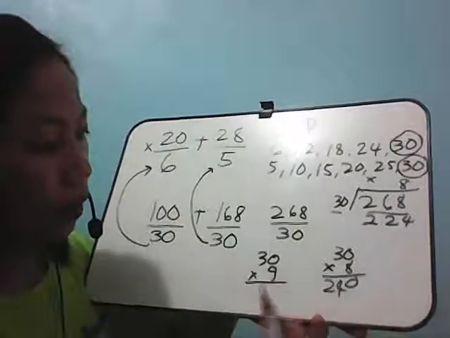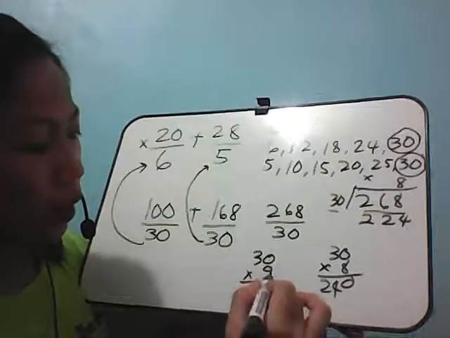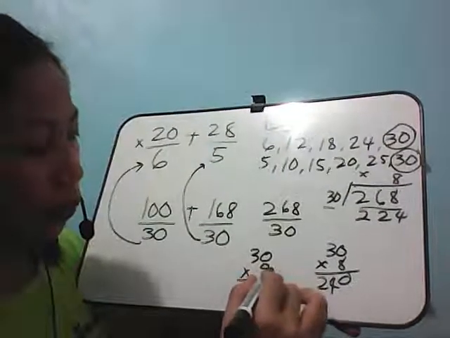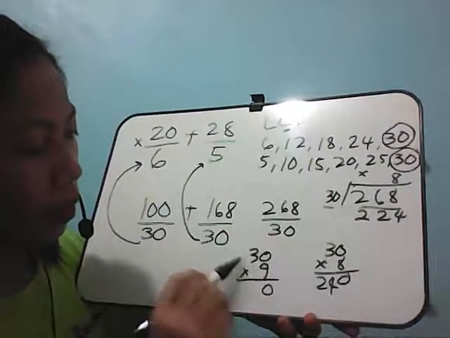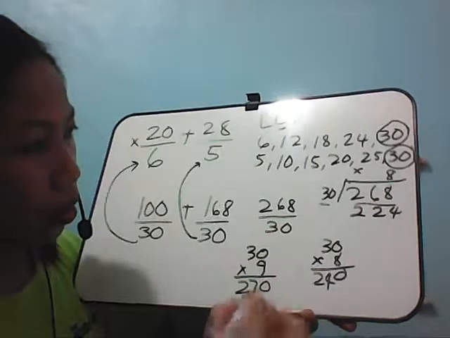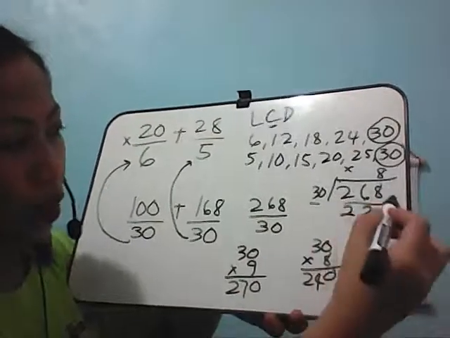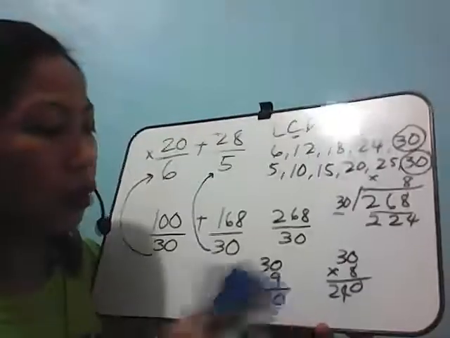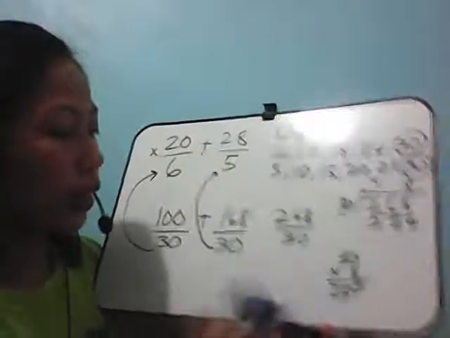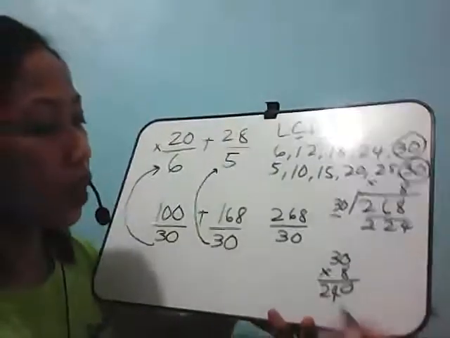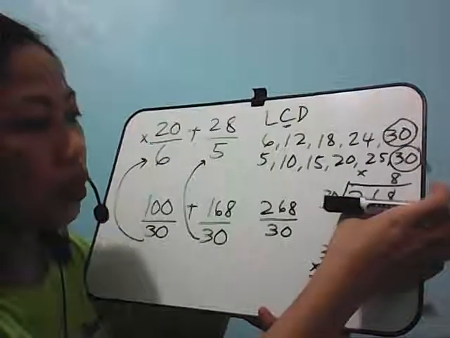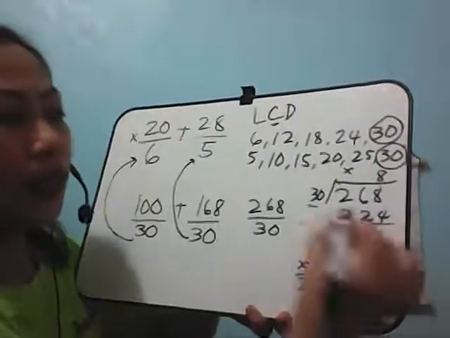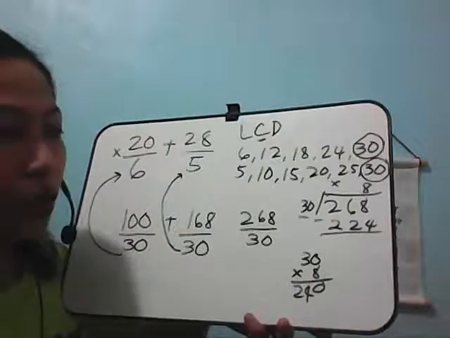Okay. 0 times 9 is 0. Then, 9 times 3 is 27. So, magiging 270. 268 lang. So, hindi pwede, no? So, 8 nga talaga. Alright? So, let's go. Let's erase this one. Okay. Then, that's the time we are going to subtract.